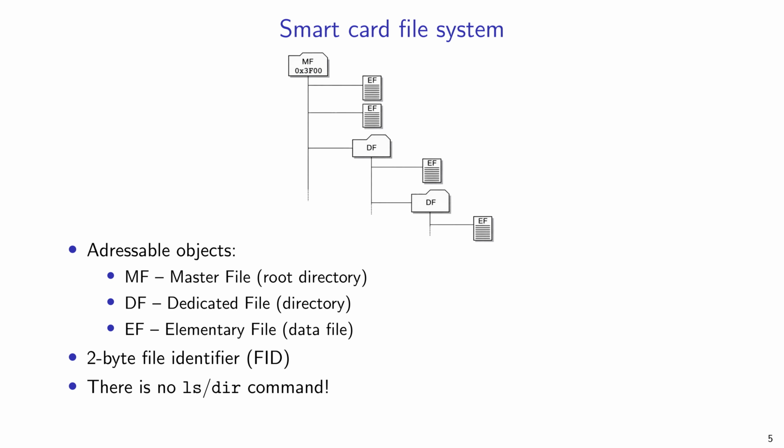What is important to note is that there is no ls or dir command to list files on a smart card. So if you find some smart card on the street, you cannot simply list its contents and see what is inside. What you can do, however, is try to brute force this 2-byte file identifier, thereby enumerating all the files and directories on the card. Usually, though, you would need to know what application the chip implements and therefore what objects to expect there.